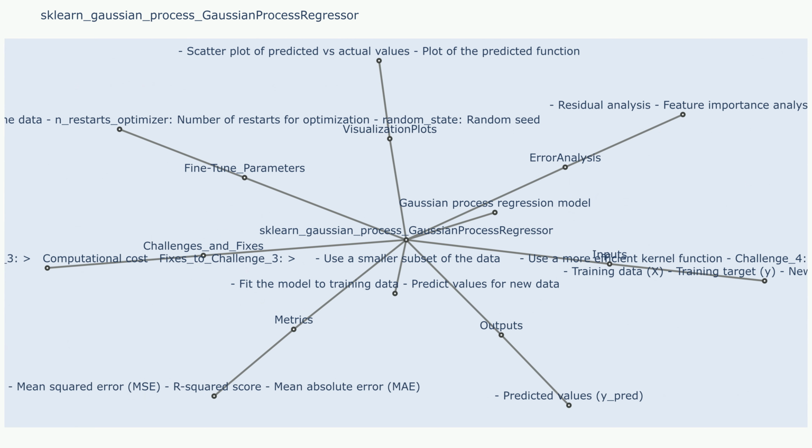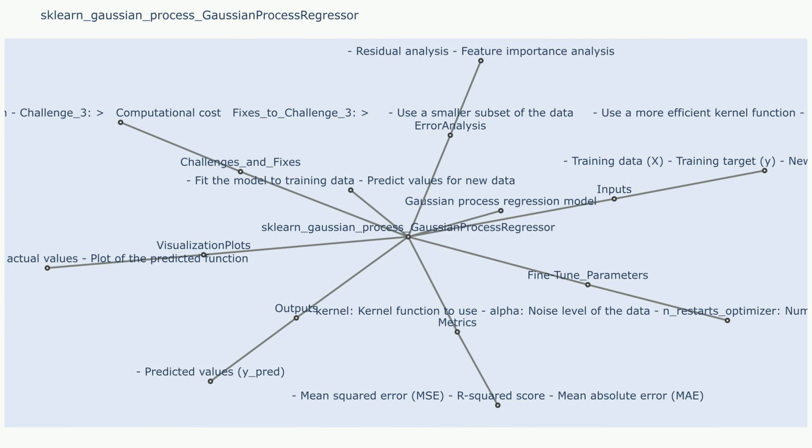Challenge 2. Poor kernel selection. Choosing the wrong kernel can result in poor predictions in a model that doesn't capture the true relationship between your features and target variable. Sample use case that resulted in challenge 2. Using a linear kernel for a highly nonlinear relationship might lead to inaccurate predictions. Fixes to challenge 2. Experiment with kernels.